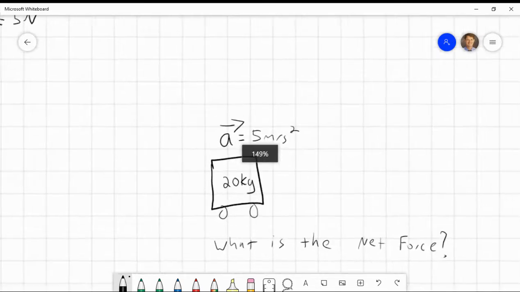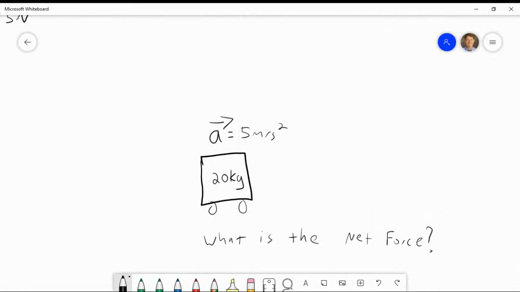I could ask you to find the net force, right? And remember that acceleration equals the sum of the forces, also known as the net force, divided by the mass. So if I'm supposed to find the net force, it looks like I'm given acceleration and I'm given the mass, right? Acceleration equals 5 meters per second squared. Mass equals 20 kilograms. And I'm supposed to just figure out what the force is.